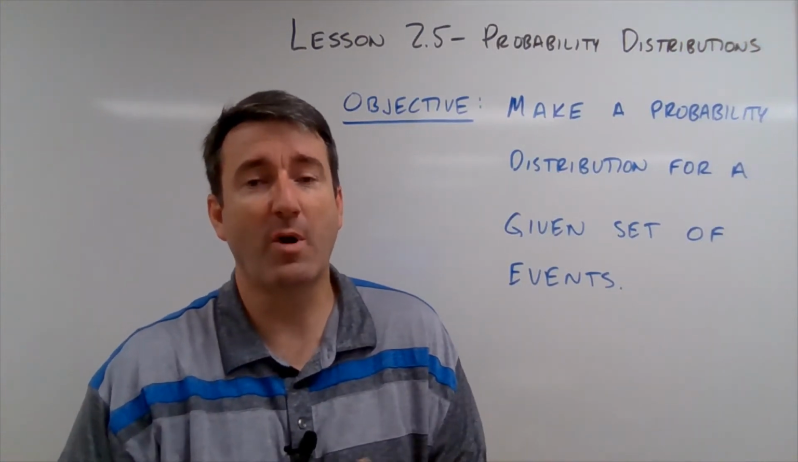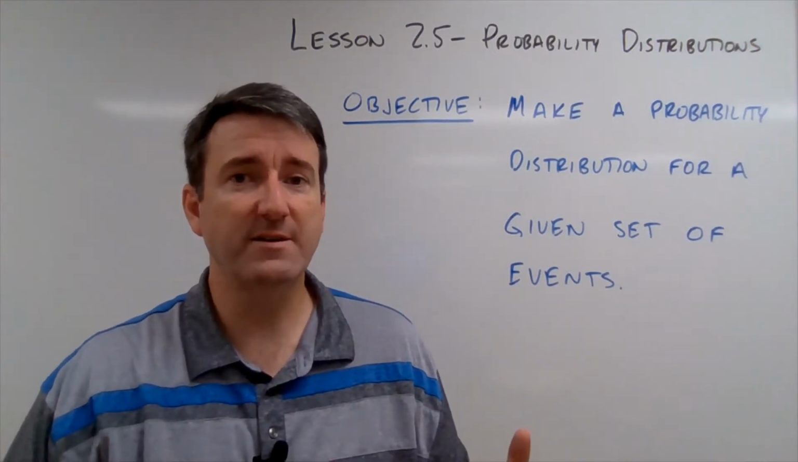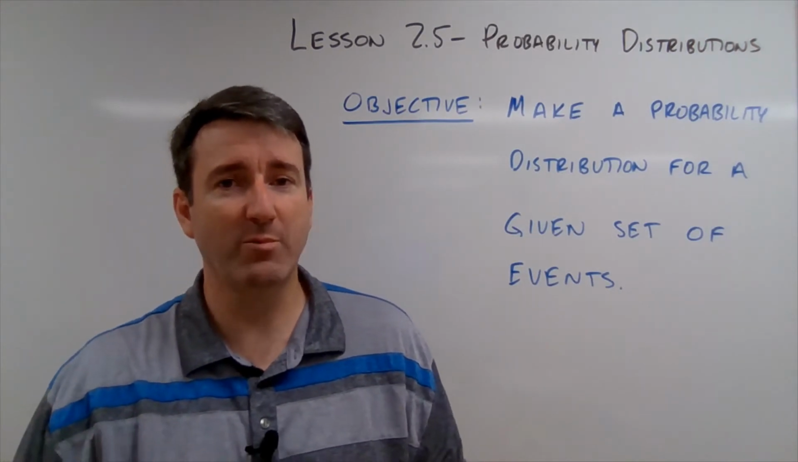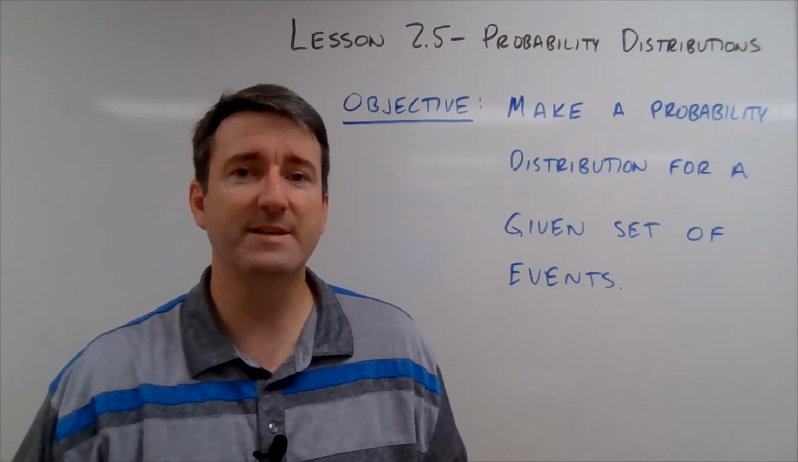Lesson 2.5, probability distributions. Our objective for this lesson is to be able to make a probability distribution for a given set of events.